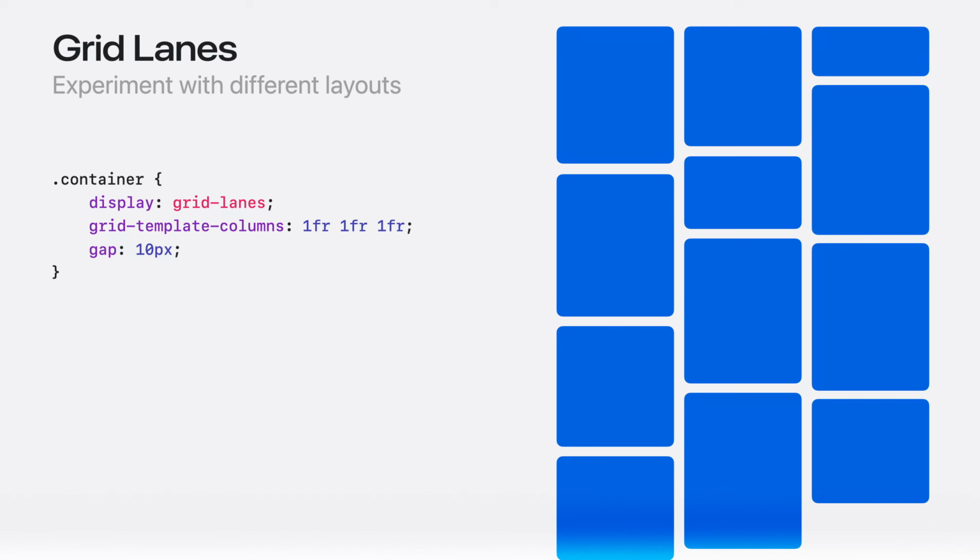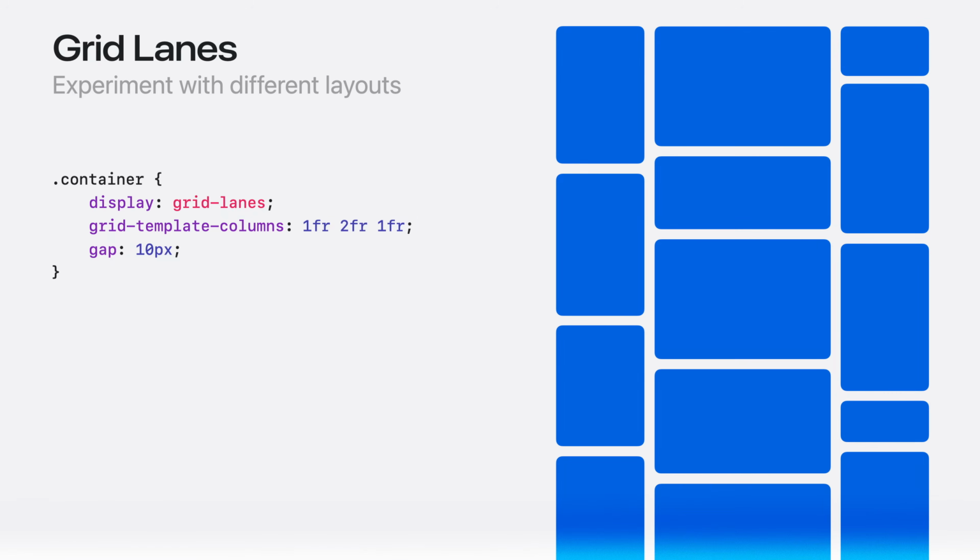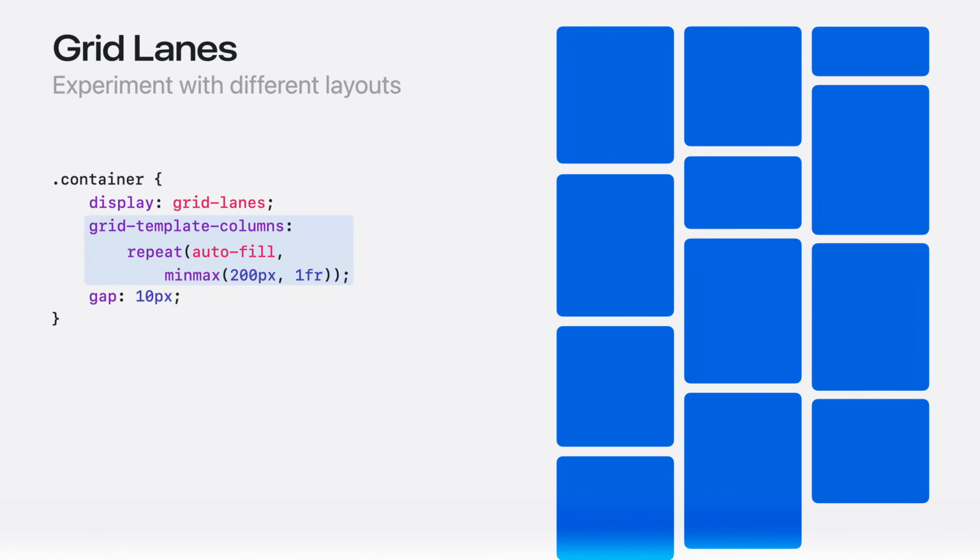I start here with 3 equal columns. But my columns don't have to be equal. Here, the center column takes up twice the space of the left and right columns. Now, instead of picking the number of columns yourself, let the browser decide. Autofill creates as many columns as will fit.